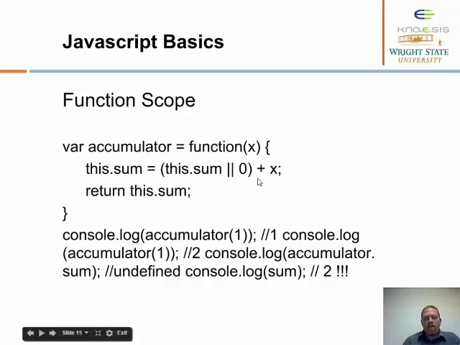So we have this function that we basically want to just accumulate, so it adds 1 and 1 and 1 and 1, and gives us a sum. And we're using this here, and you would think that this would refer to this function's this, but it does not. So we're going to pass it 1, and we should get 1. We pass it another 1, and we get 2. 1 and 1 is 2.